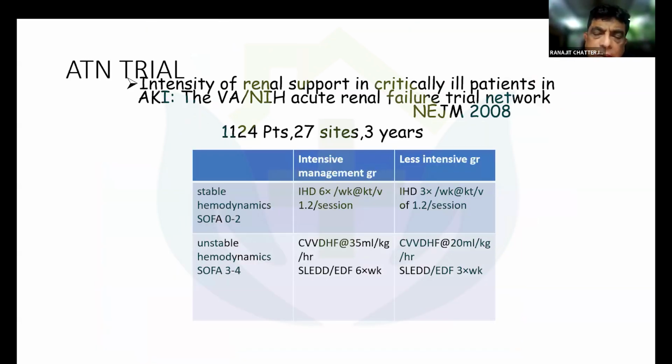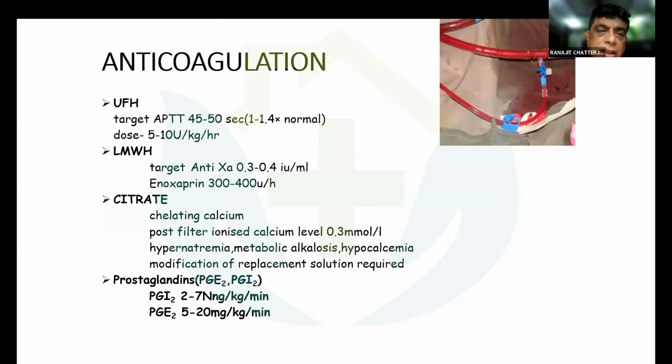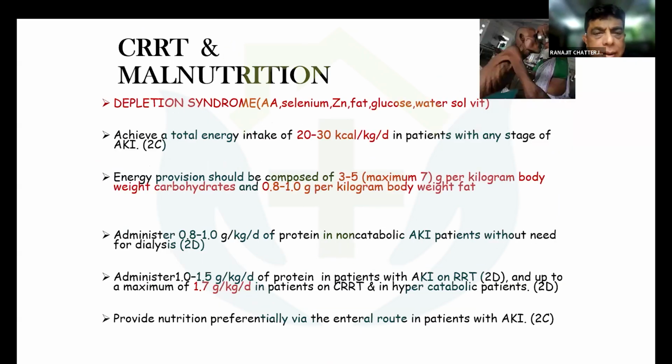It has been found that the dose of the RRT is around 20 to 25 ml per kg body weight of effluent volume, but you prescribe a higher dose to achieve that lower dose of effluent volume. You have to anticoagulate your patient, otherwise the filter will clot. So either you anticoagulate with unfractionated heparin or with citrate.